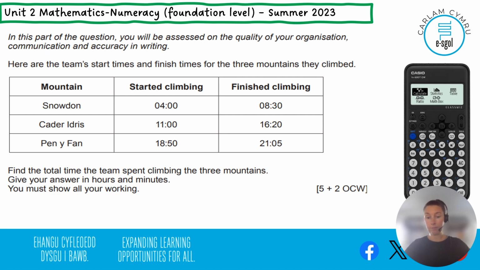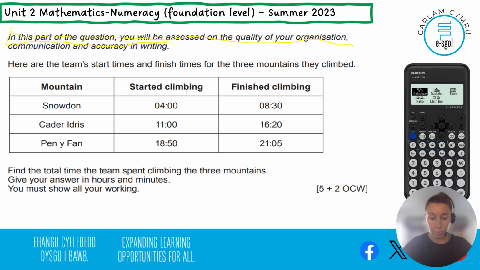So this is the first example question I'm going to go through. This is from the 2023 summer paper. In this part of the question, when you see this written, you will be assessed on quality of your organization, communication, accuracy in writing. So organization is key there.